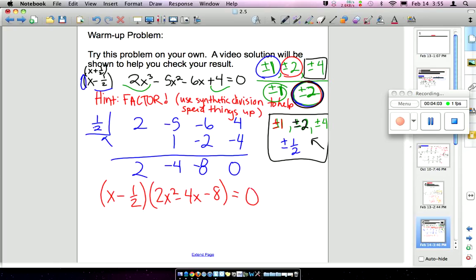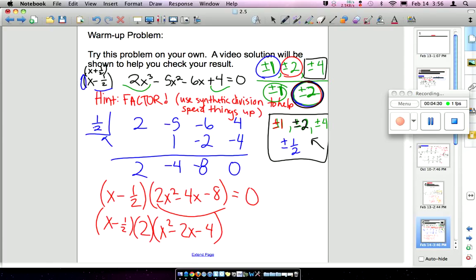Because negative 1/2 was a root according to synthetic division, now I have to continue and factor this guy further. Well, one good thing I see is a common factor. So it looks like I can rewrite this second factor as 2 times x squared minus 2x minus 4. That helps me work with some smaller numbers.